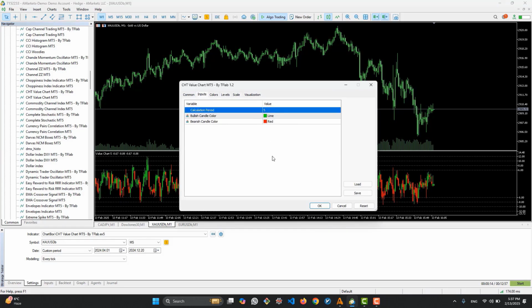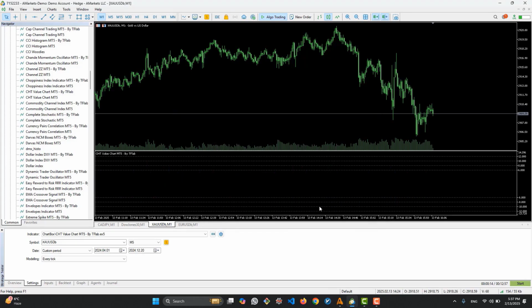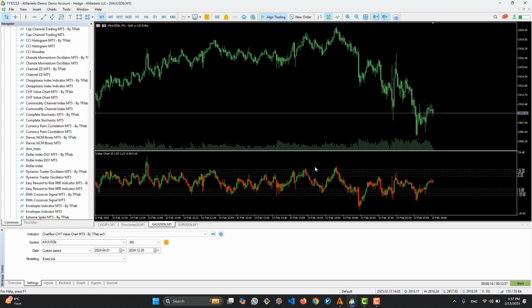The first option in the settings is the calculation period of this indicator. The more we increase this value, the more we will see the trend's impact in the indicator. And the less we set this value, the less we will see the trend's impact. For example, I will set this value to the base. You can see that we observe the trend's impact more on the chart.